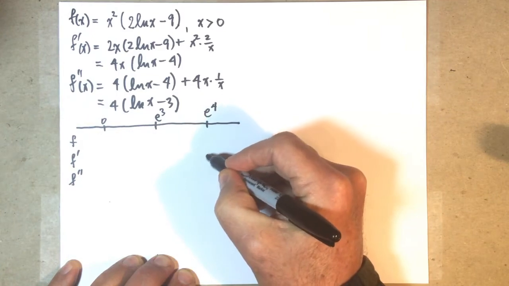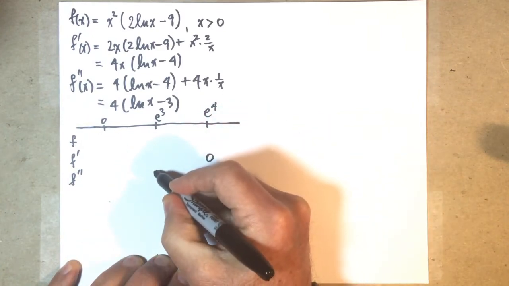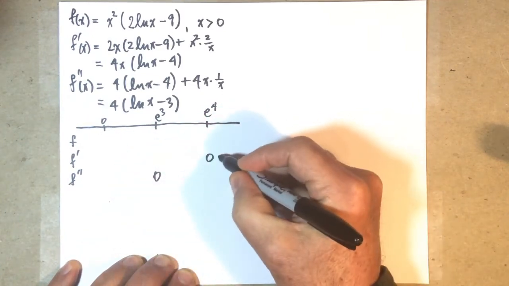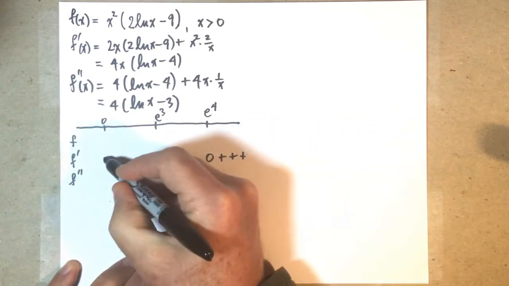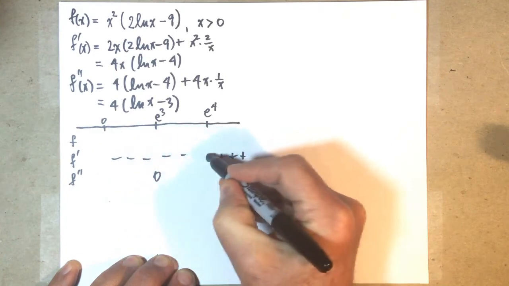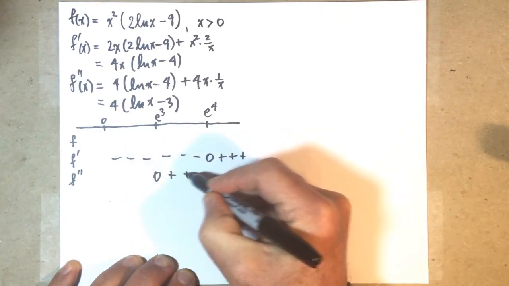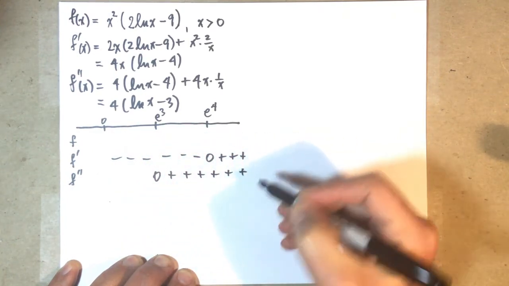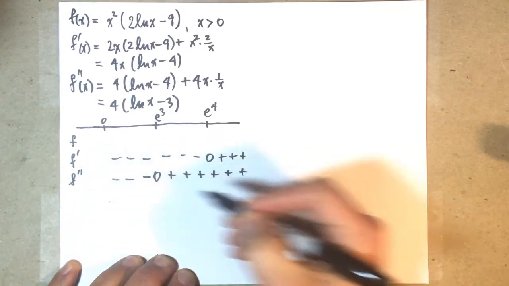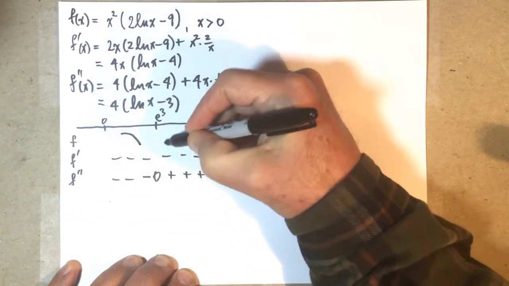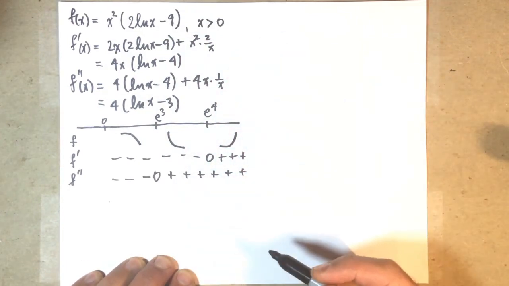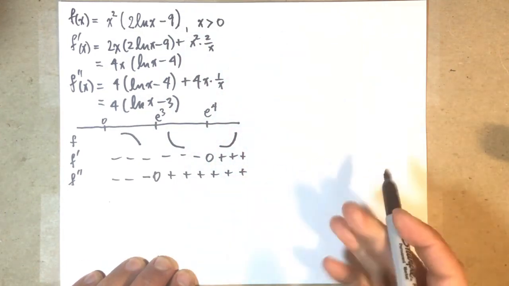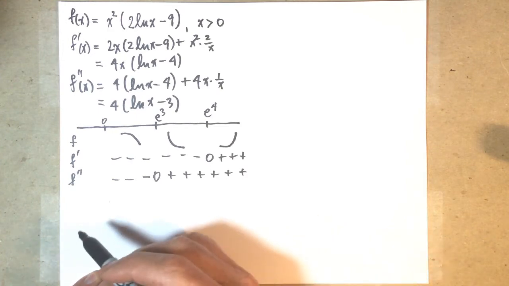At e to the fourth, f prime is 0. At e cubed, f double prime is 0. For x bigger than e to the fourth, f prime is positive. Between 0 and e to the fourth, f prime is negative. Similarly, f double prime gives me the shape of the graph. Now I'll work out where the function is increasing, decreasing, and has intervals of concavity.